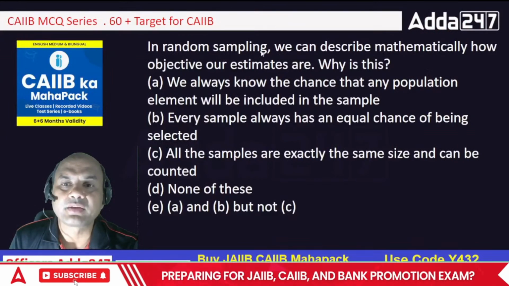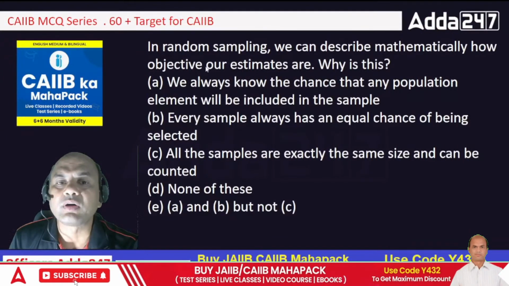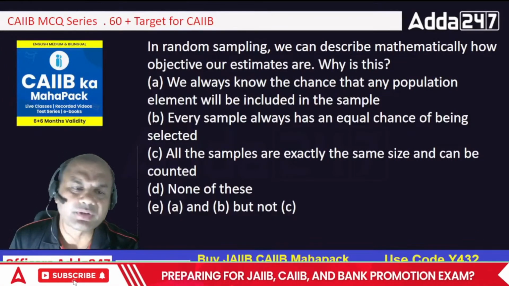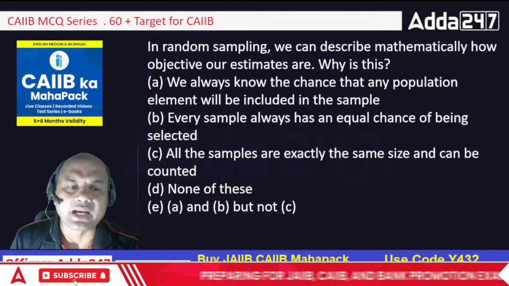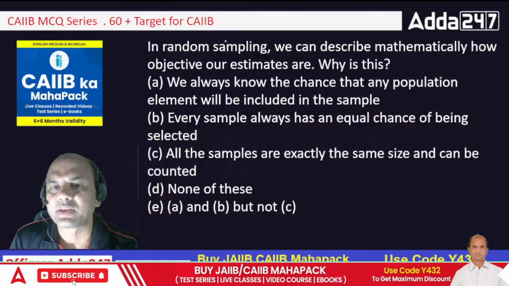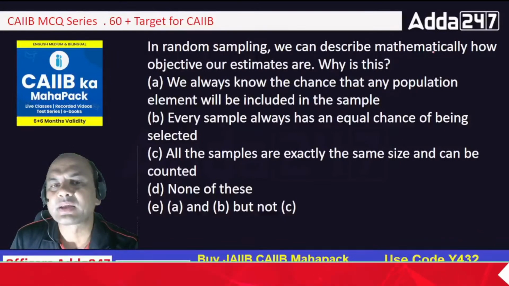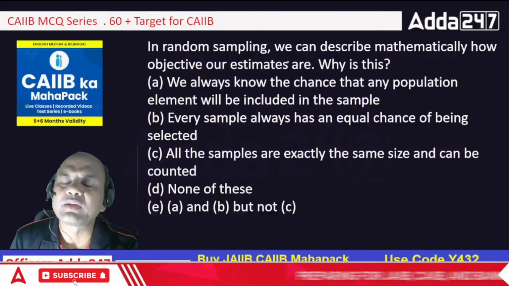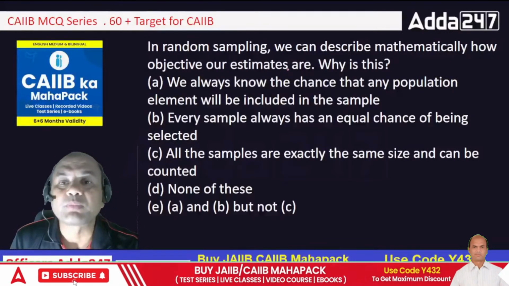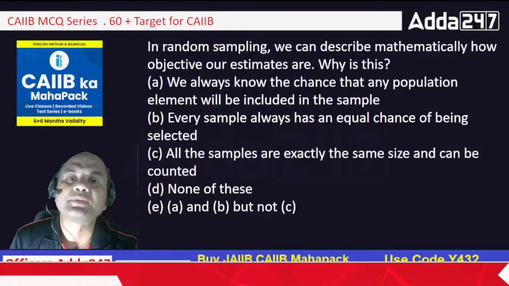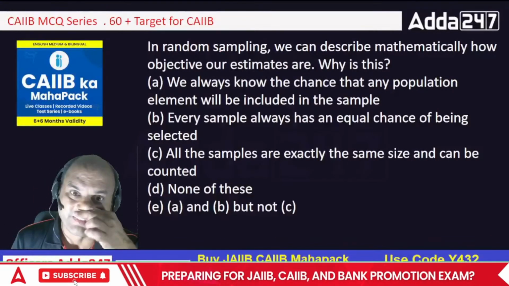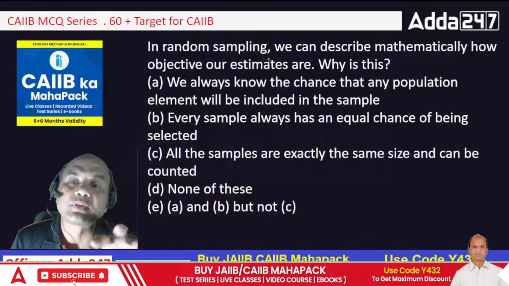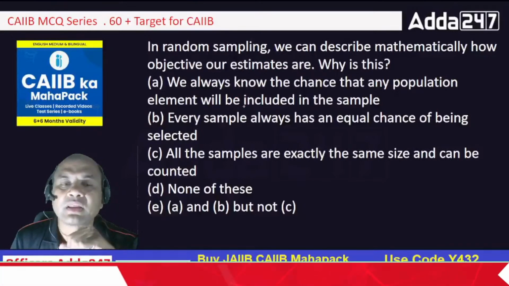In random sampling, we describe mathematically how objective our estimates are. Why is this? What is the logic behind this? In random sampling, what does random mean? In simple random sampling, we can describe mathematically how objective our estimates are. Why can I define my estimate for the population based on random sampling? It is more accurate. Why is random sampling more accurate for describing any estimate for the population? That is the basic question.